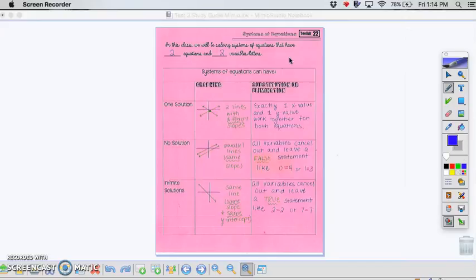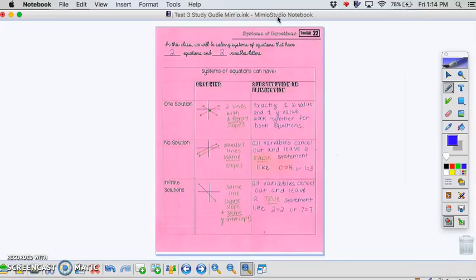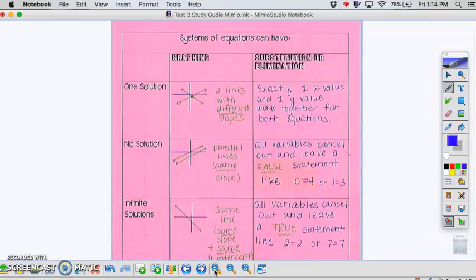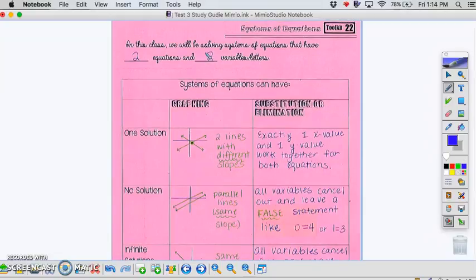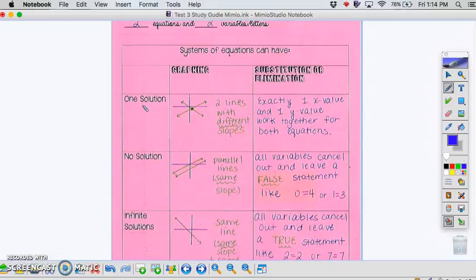In order to look at the number of solutions that a system of equations has, there's this chart in the toolkit. So if there is one solution, that means the lines are going to cross. And anytime the lines have different slopes, then they will cross. No matter what, if there are different slopes, then lines will cross. Or you're going to have an x value and a y value that work. You're not going to have all variables cancel out.